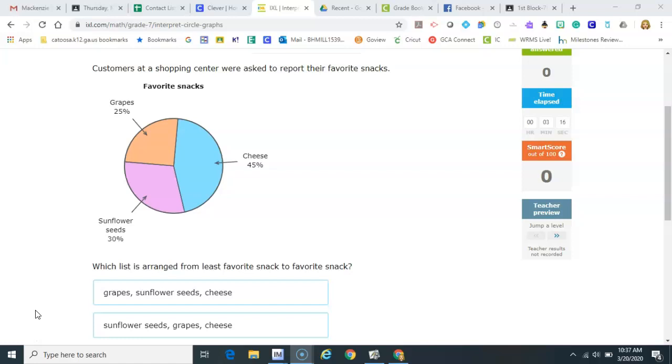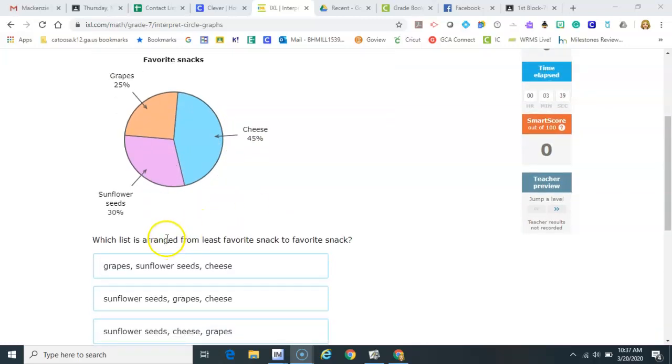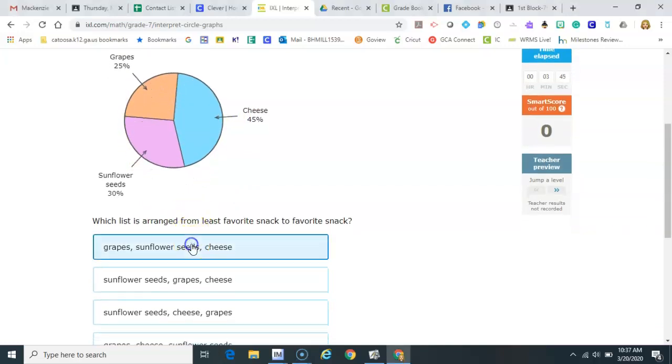So when we go back and look, it says least favorite to favorite. So least favorite, the smallest pie wedge here is 25%. So grapes would be the least favorite. Sunflower seeds is the middle size. It's 30%, so that would be second, and cheese is the biggest at 45%. So it should go grapes, sunflowers, cheese. So that's the first one.